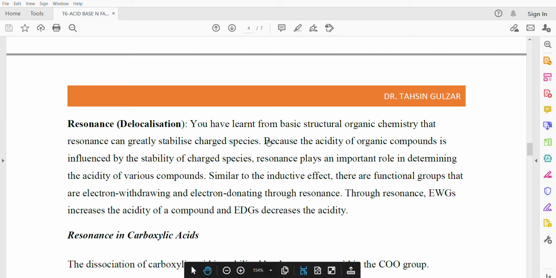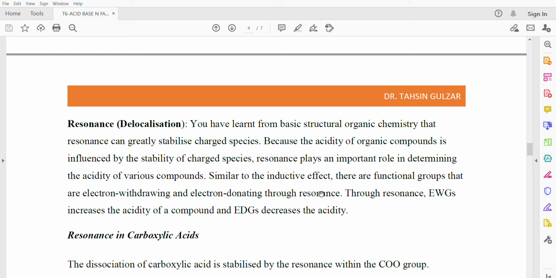So you have learned from basic organic chemistry that resonance can greatly stabilize charged species, because the acidity of an organic compound is influenced by the stability of charged species. Resonance plays an important role in determining the acidity of various compounds. Similarly, as with the inductive effect, there are functional groups that are electron withdrawing and electron donating through resonance.